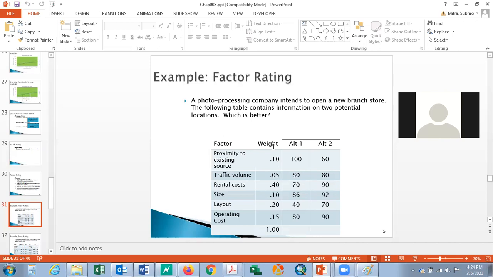But each of them may not be equally important. For you, having more customers is more important. So you'll probably give it a bigger weightage. And you multiply those factors with the weightage, and you calculate what is the total factor rating. And then you can decide which is a better option.